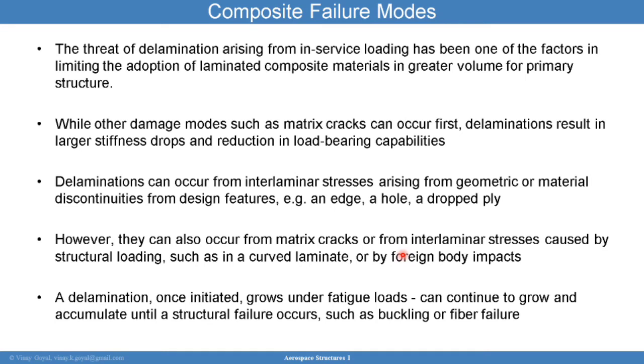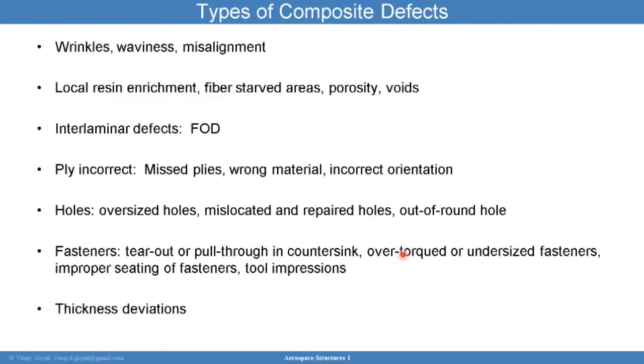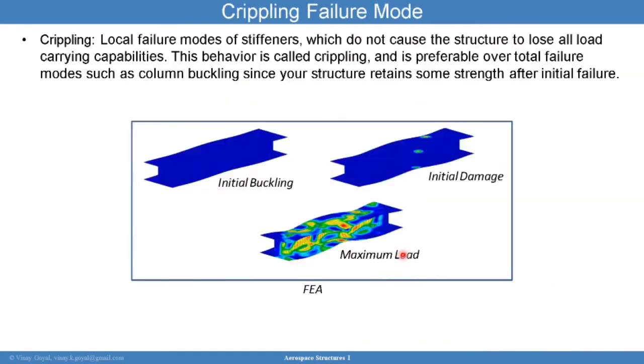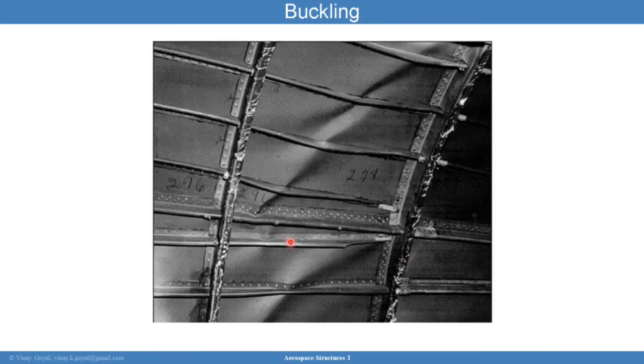And so, just keep in mind, delamination, once it initiates, will grow under fatigue loading conditions, and that delamination can continue to grow to the point that it accumulates into a structural failure, such as buckling failure or fiber failure. So, ply separation in composites is not to be taken lightly. It can occur between stiffening elements. For example, say this was a composite, which it is not, it could occur between this stiffening element and the skin.